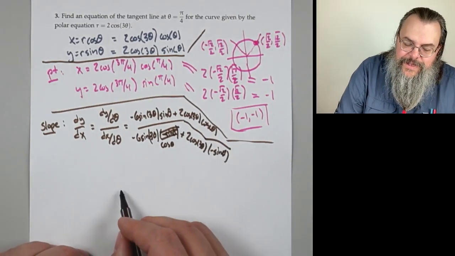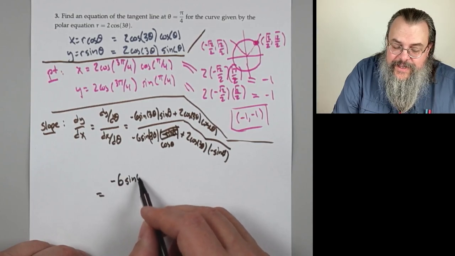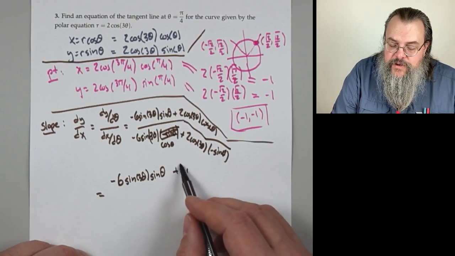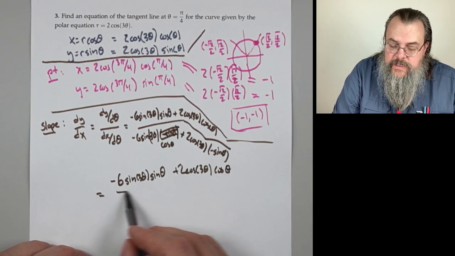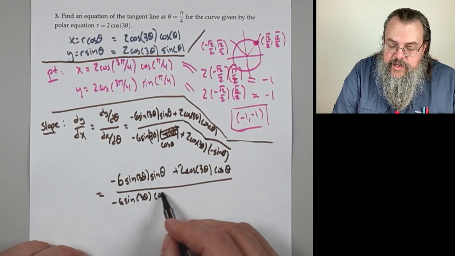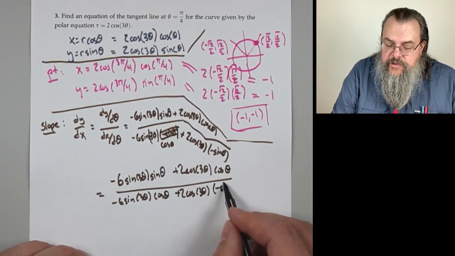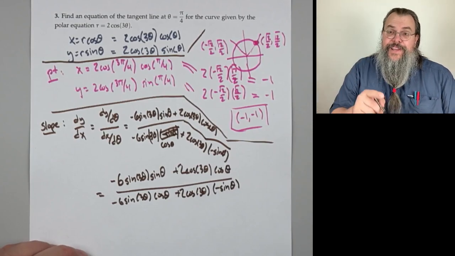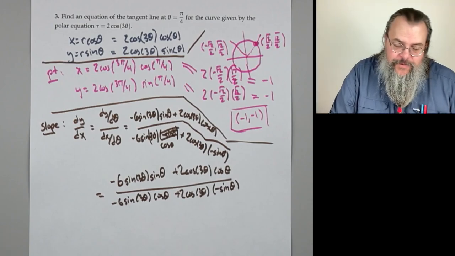Okay, so let me clean that up so it's not all slanty. So minus 6 sine of 3 theta, sine of theta, plus 2 cosine of 3 theta, cosine theta, divided by minus 6 sine of 3 theta, cosine theta, plus 2 cosine 3 theta, and negative sine theta. All right, good. We're almost there. We have our derivative for any value of theta. Now we plug in pi over 4.